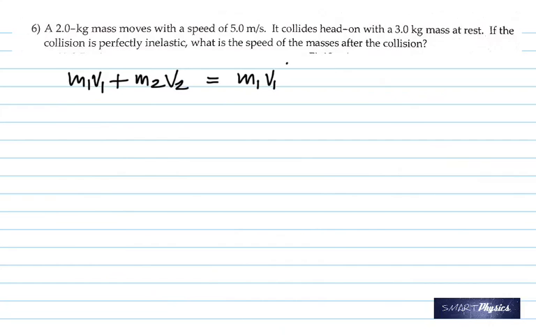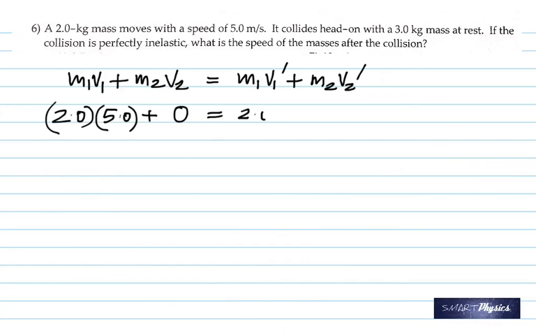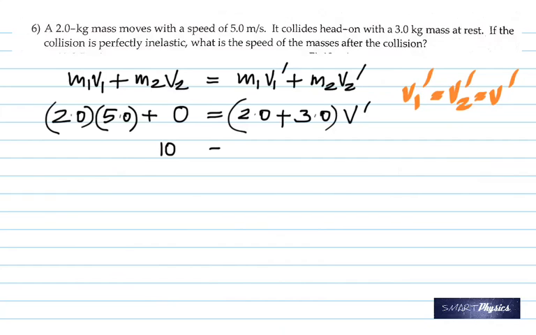That's the equation for conservation of momentum. Mass is 2, speed is 5. And the second one is at rest. That's why the second term is 0. And then after collision, they have the same velocity. So add their masses and find the velocity. Now, both v1 prime and v2 prime are equal, so I just call it v prime. So that gives 10 divided by 5, which is 2 meters per second.